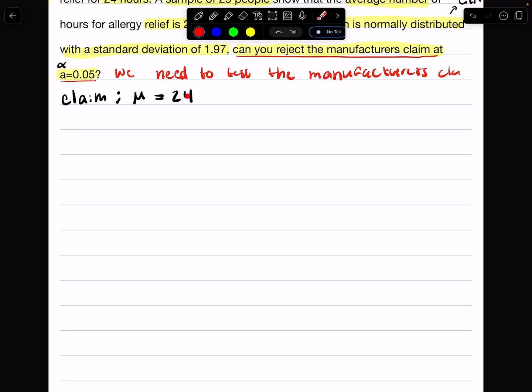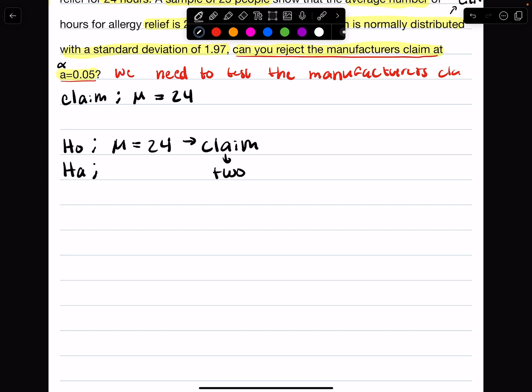Mu equals 24. That includes equality. So recall from our first lecture video, that is a null hypothesis. So H naught is that mu equals 24. That is our claim. What type of test are we working with then? A two-tailed test. We always have a null and alternative hypothesis. So what's the alternative to mu equals 24? Well, what's the opposite of equals? Not equals. So the alternative hypothesis is that mu does not equal 24.